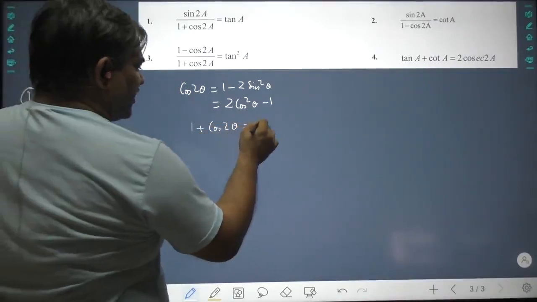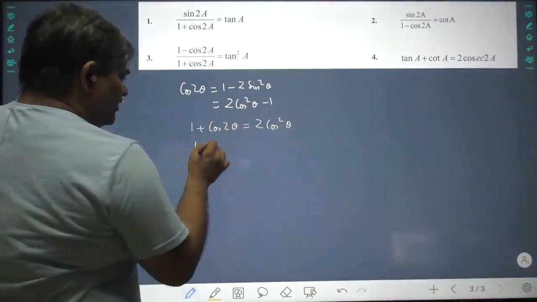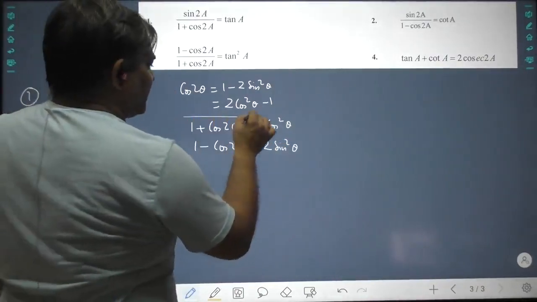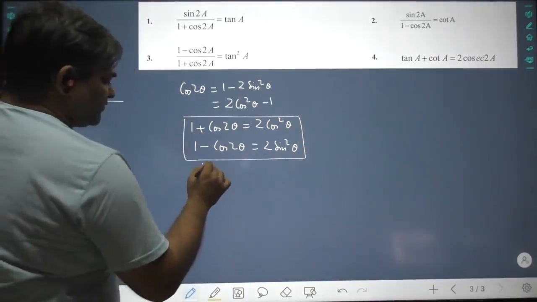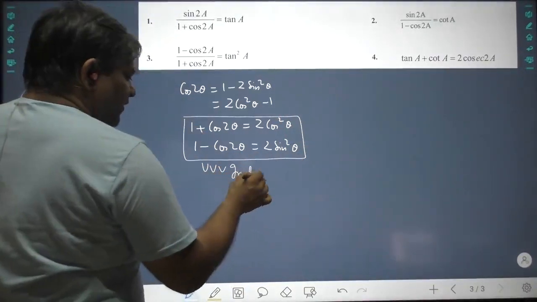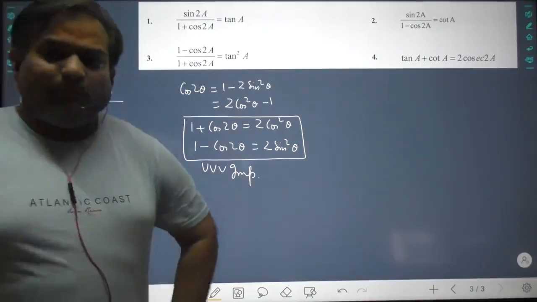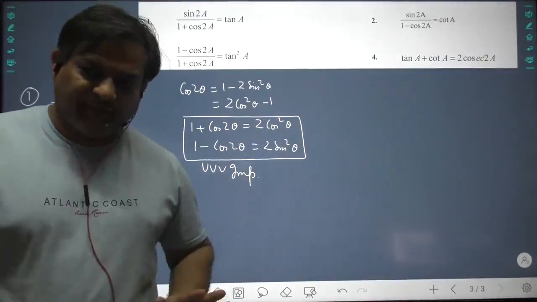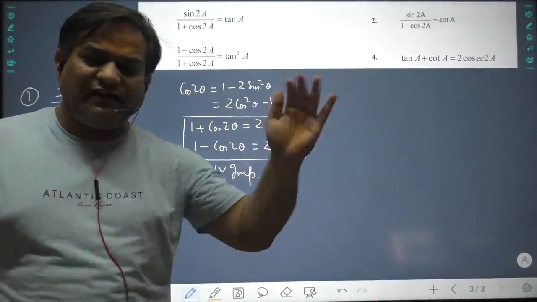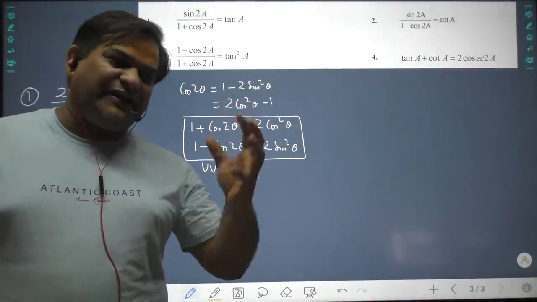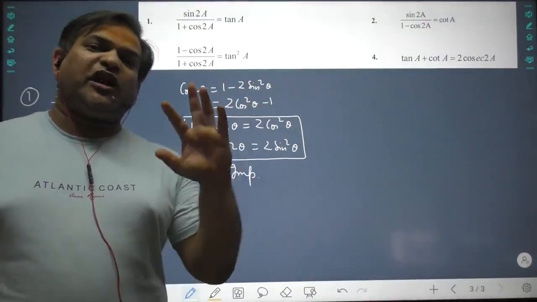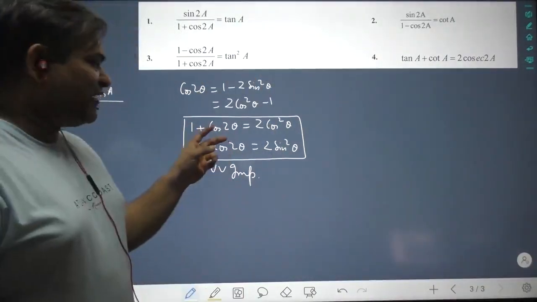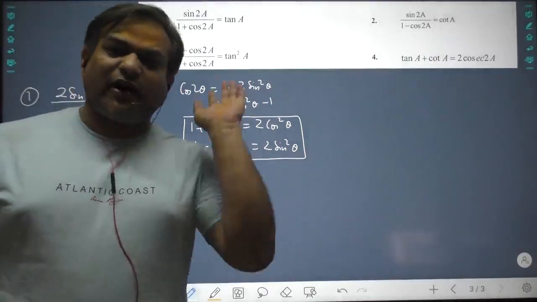1 plus cos 2 theta becomes 2 cos square theta. 1 minus cos 2 theta becomes 2 sin square theta. Very important. If you make a list of which formula was used how many times in the whole of IIT mathematics, then these two formulae will be at the top. You will use them at least 10,000 times.